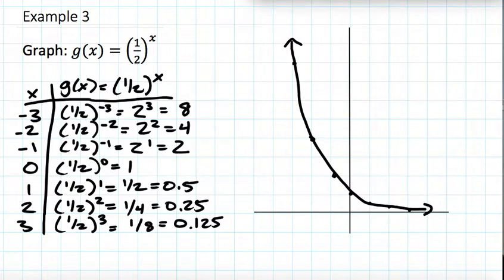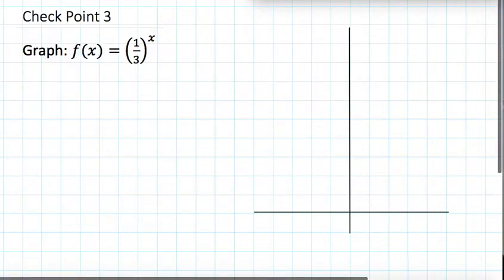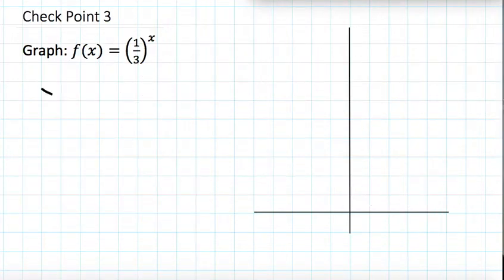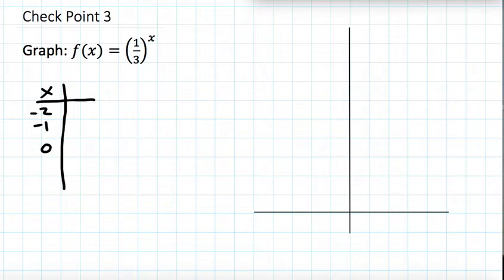So what you should do next is checkpoint problem number 3. And again, for this one, when you make your table, you should just go from -2 up through +2. So -2, -1, 0, 1, and 2 when you make your graph. So do this in your notes, check your answer, and then move on with the rest of the video.